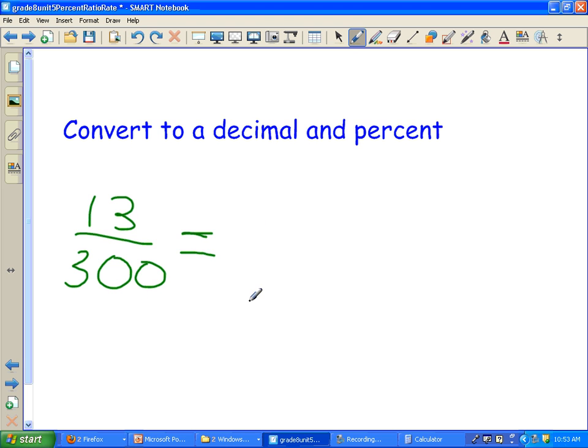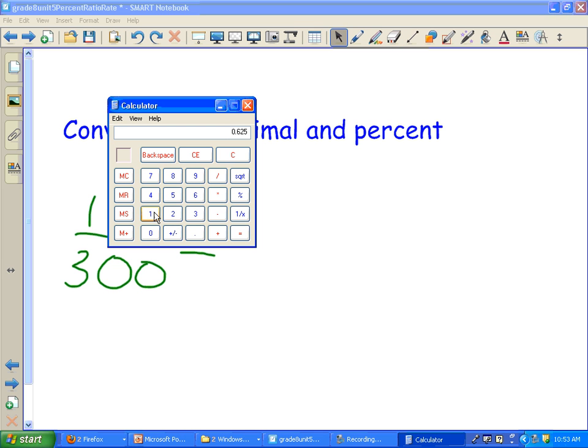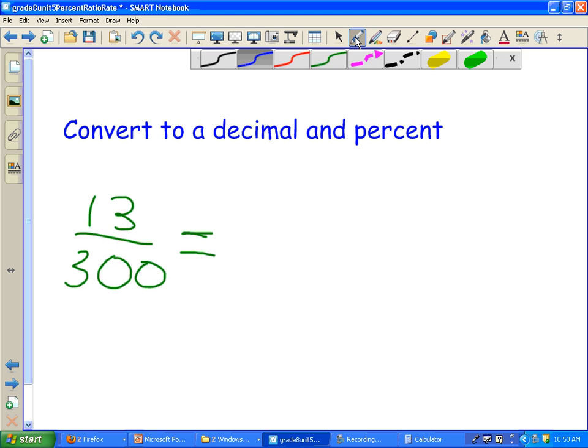Can you change this one to a decimal and a percent? Well, the first thing to do is to change it to either something out of 10, something out of 100, or something out of 1,000. But in this case, it's not going to be easy. I'm going to use the calculator for this one. So I'm going to go 13 divided by 300, and the answer is 0.04333. Looks like it's repeating.